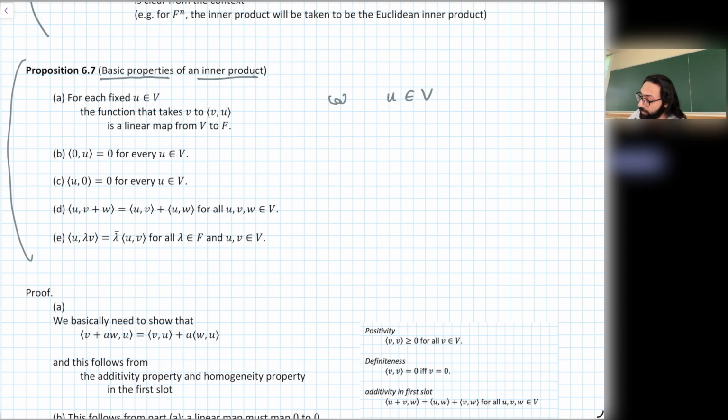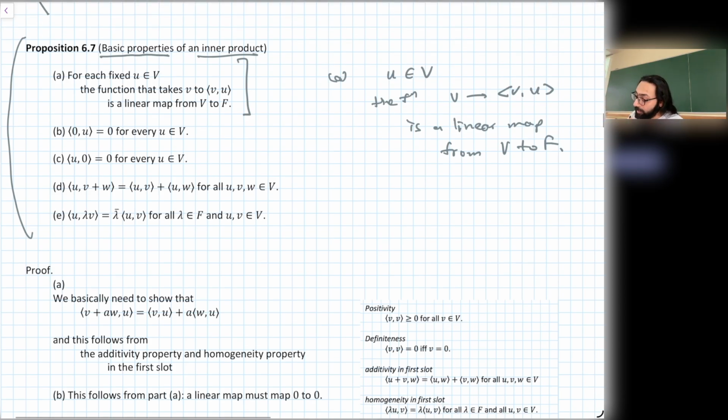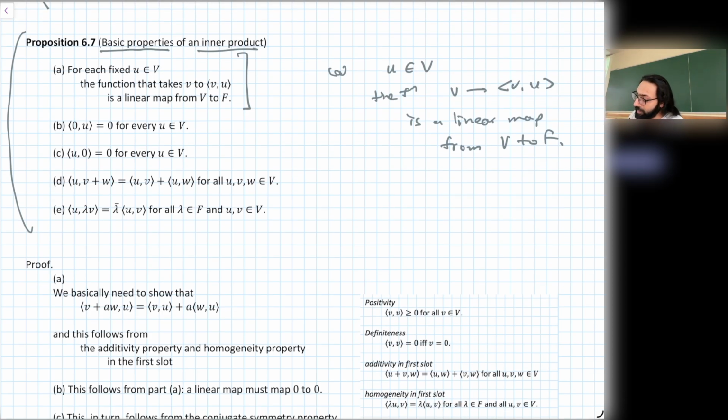Then the function that takes v to the inner product of v comma u is a linear map from V to F. Is the statement clear? You can think of it as a map. I give you two vectors, and it is taking those two vectors and producing a number. You can think of it as a map, and the claim is that this map is linear. We'll prove these things in a moment.